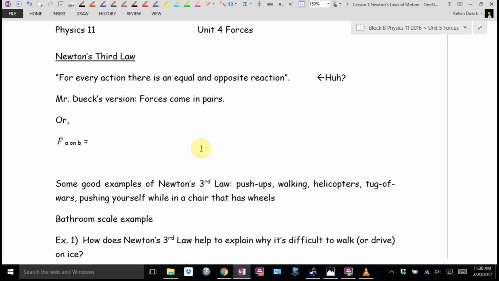Or if you want to write it algebraically, the force of object A on object B is the same as the force of object B on object A, except in the opposite direction. What would be a nice, easy way to show in the opposite direction? Yep. You cannot, Catherine, you cannot have a force all by itself. Forces come in pairs. You can't push on something without getting pushed back.